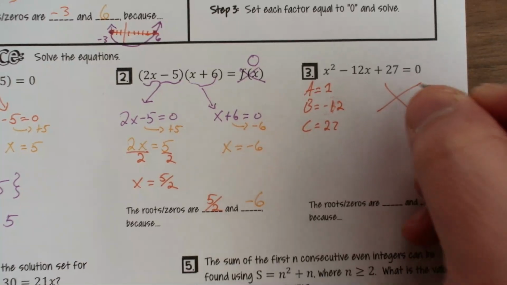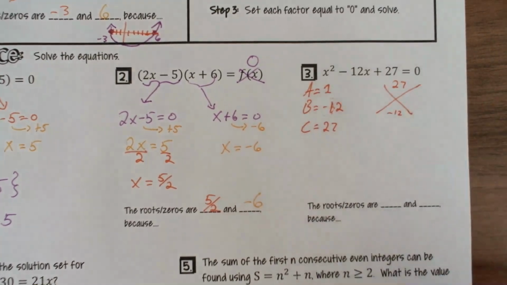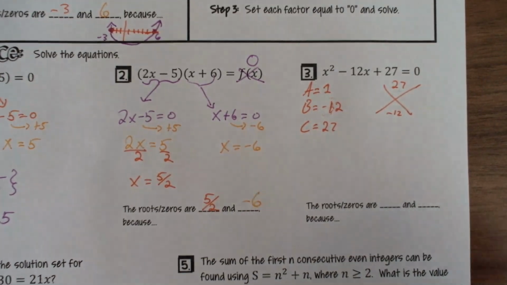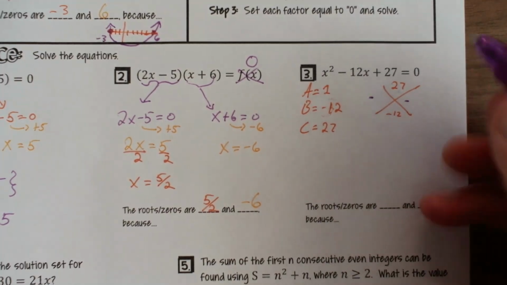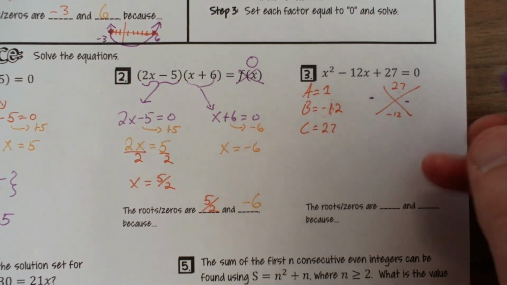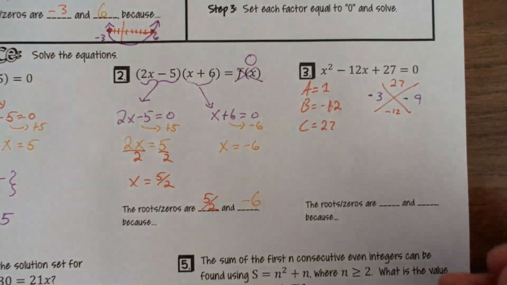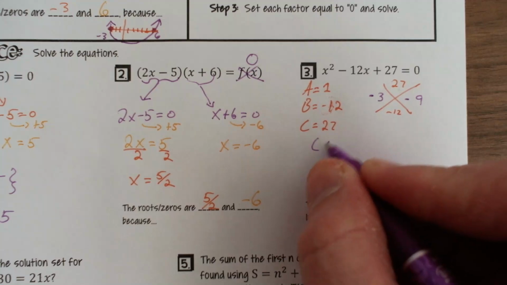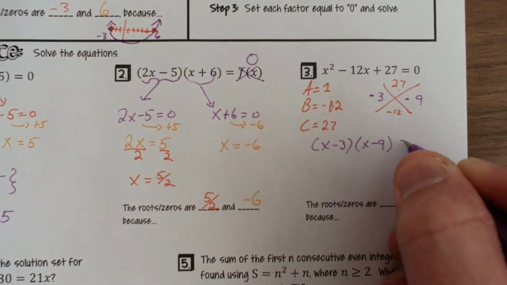I do my X. 27's on top. Negative 12's on bottom. I've got to think of two numbers that, when I multiply them together, give me 27, but when I combine them, give me negative 12. A negative times a negative is going to be a positive. The only factor pairs of 27 are 3 and 9, and 3 plus 9 is 12. So this is 3, this is 9. So this factored is x minus 3, x minus 9, and that equals 0.